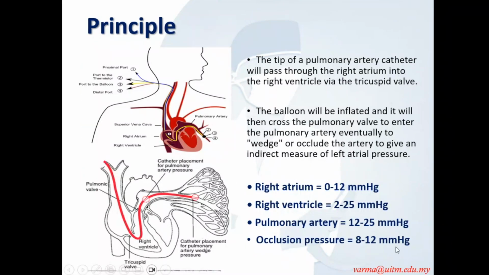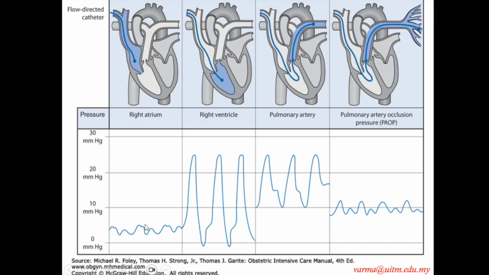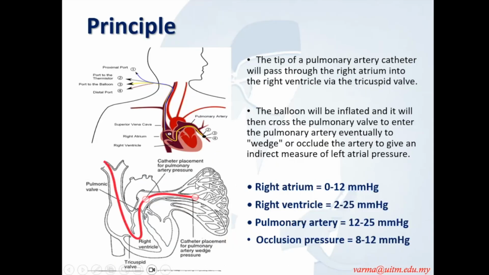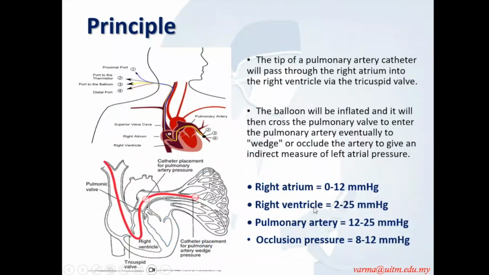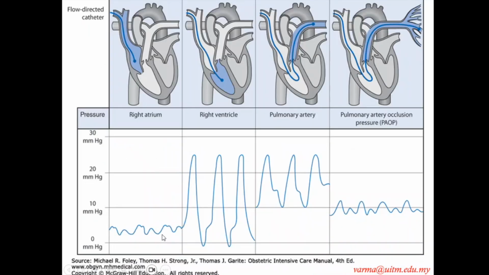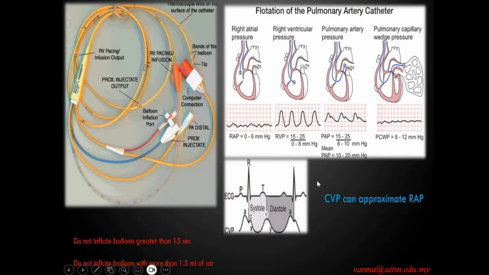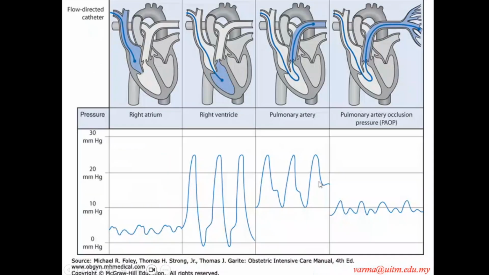These are a few pressures. I'm not going into this. This graph, you must know. You have to be able to draw this graph as the pulmonary artery catheter moves from your right atrium to right ventricle to pulmonary artery. At the right atrium, the pressure is usually 0 to 12 millimeters of mercury. It's very low. Then once it reaches your right ventricle, it goes to 2 to 25 millimeters of mercury. Then once it reaches the pulmonary artery, it will be 12 to 25.